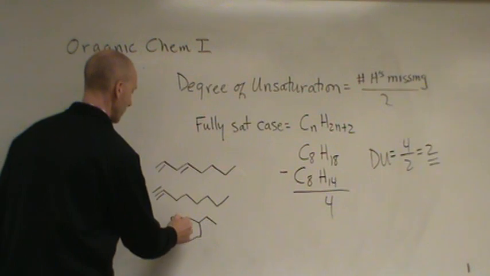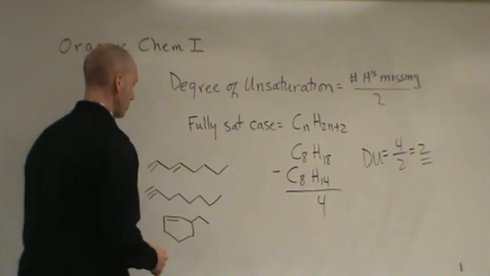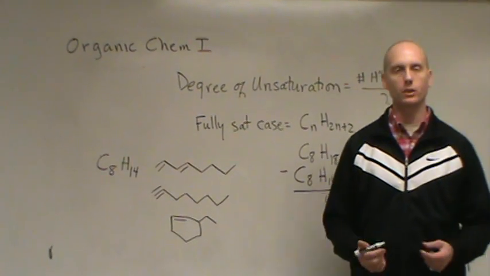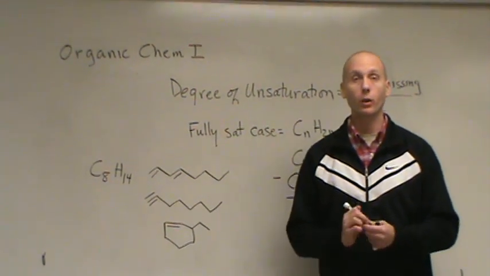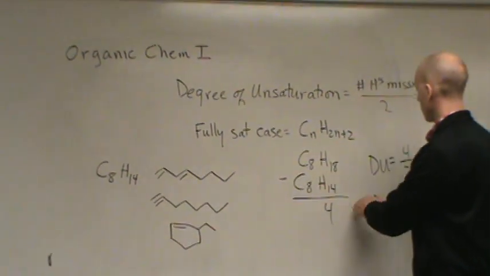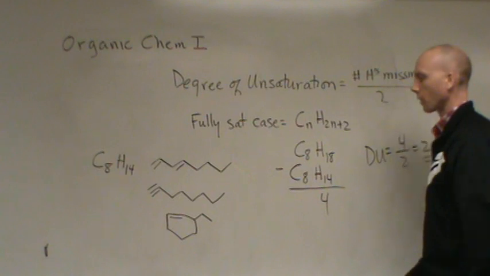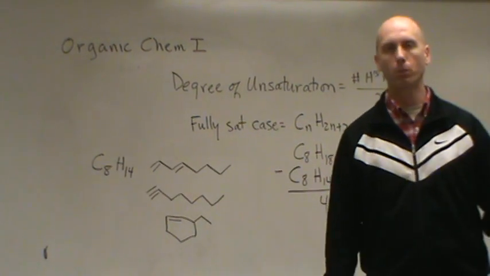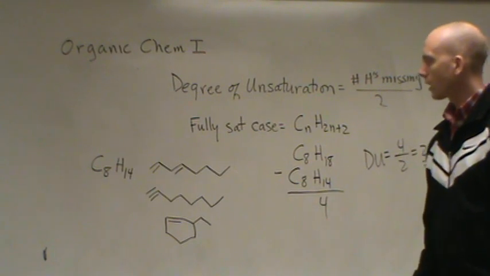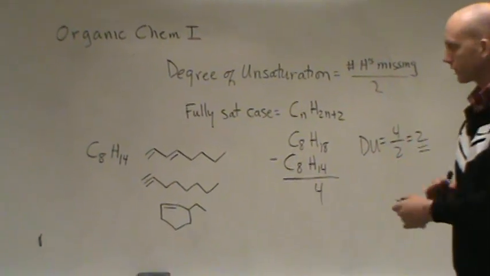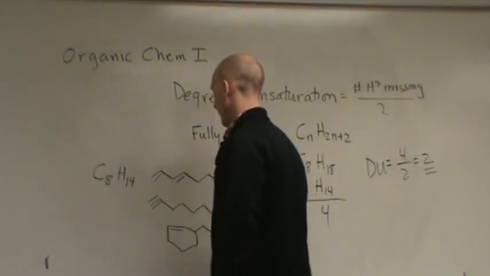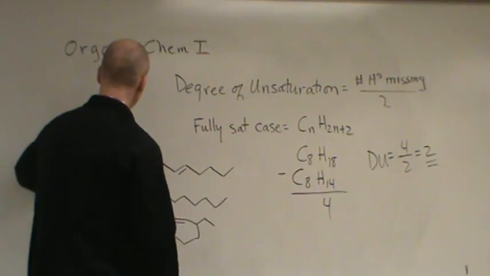So there's 1, and then put another for 2. Okay. So there's many possibilities. We have no idea which is the right one, but these are possible structures that meet the requirement for a degree of unsaturation to be 2. All right, well, let's look at some other things with this degree of unsaturation.